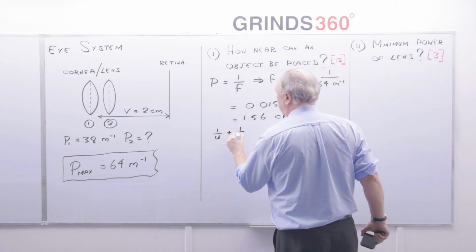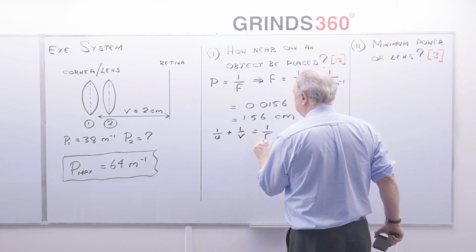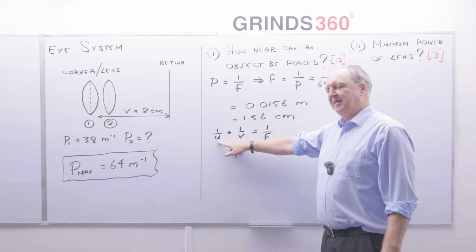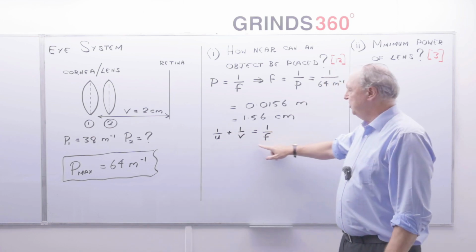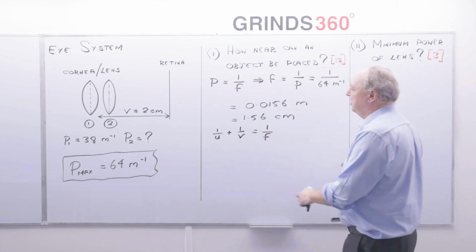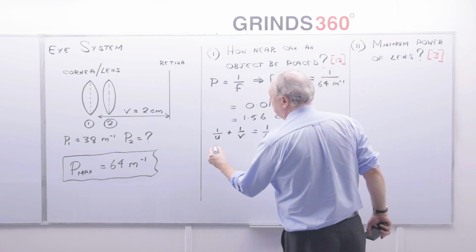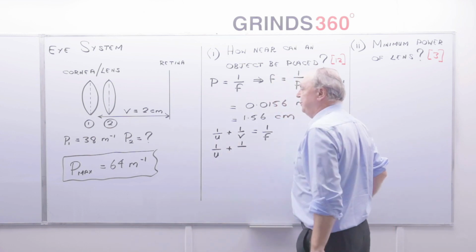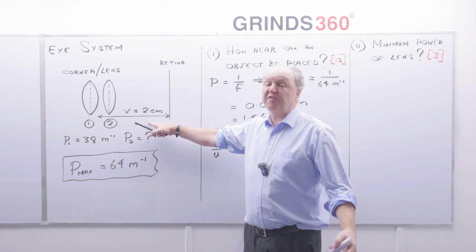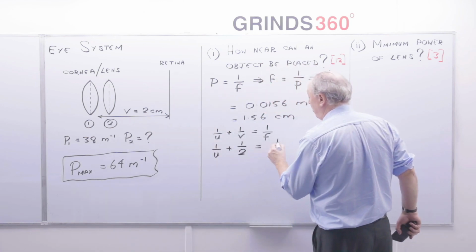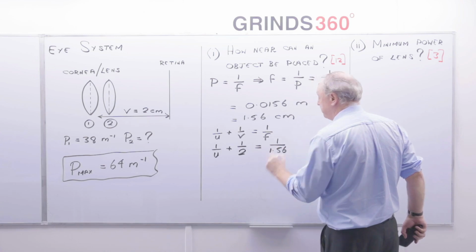Now I'm going to write down my lens formula. 1 over U plus 1 over V equals 1 over F. And I want to find the object distance when F is 1.56 centimeters. So fill in the numbers. 1 over U plus 1 over V. V, that image distance is fixed. That's 1 over 2 is equal to 1 over 1.56.